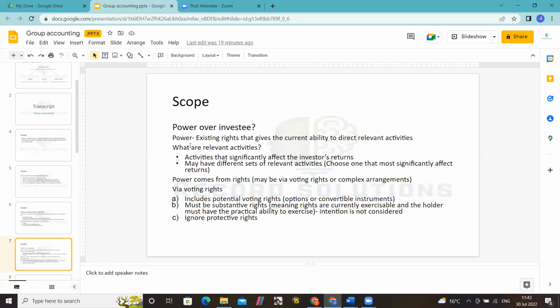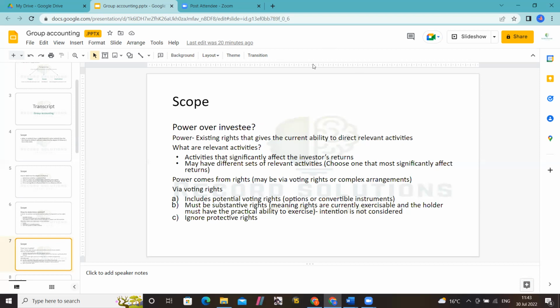That's the definition of power. So existing rights that give the current ability to direct relevant activities, right? So now, even in this definition of power, do you see that the first thing that you have to consider is the relevant activities? What do they mean when they say relevant activities?